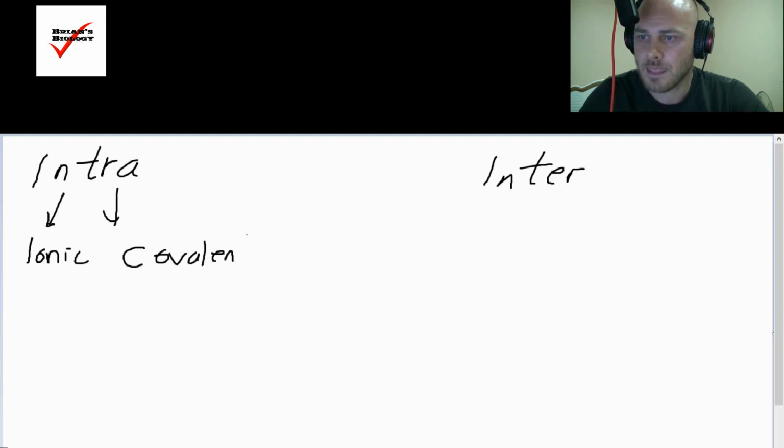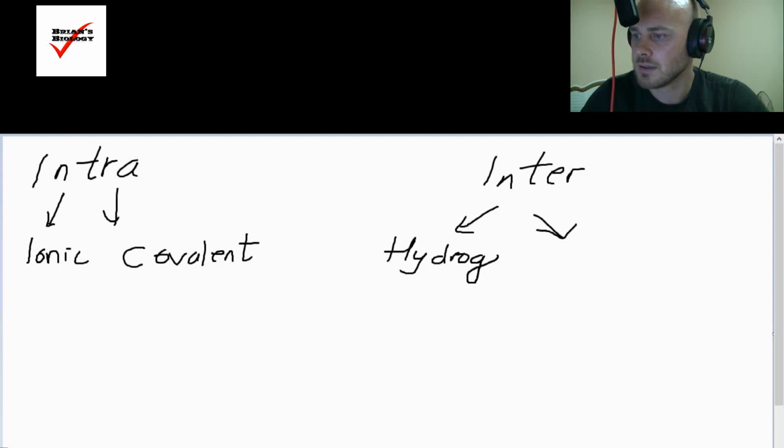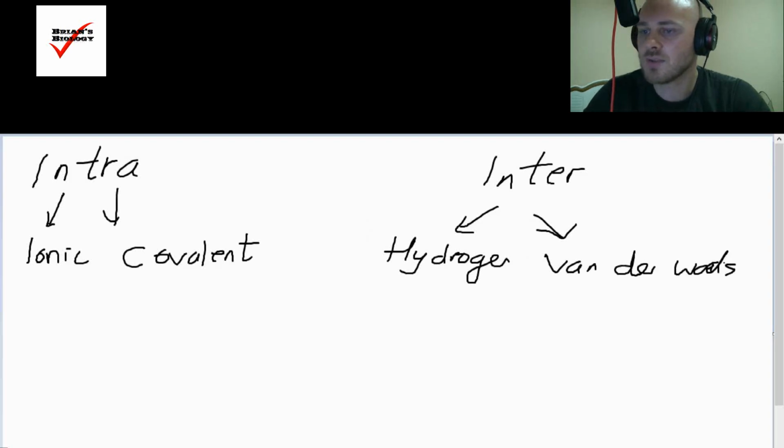And for intermolecular bonds we also have 2 examples, and they are hydrogen bonds and van der Waals interactions. Sorry, that should be 2 A's there. So that gives us the 4.